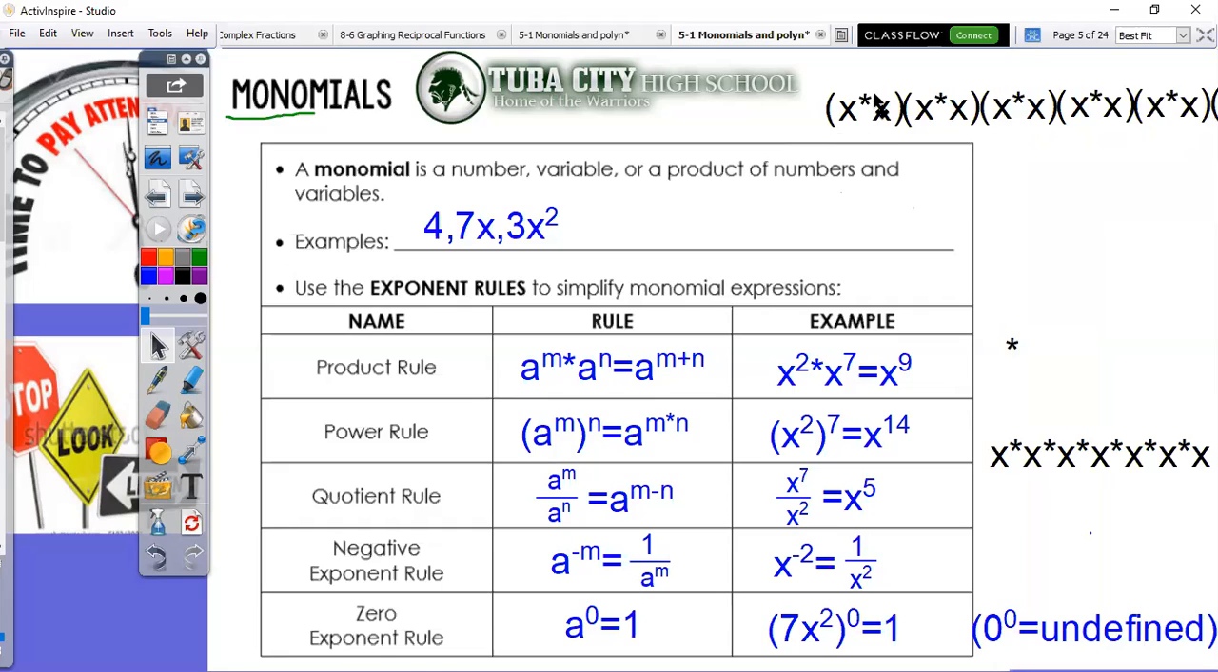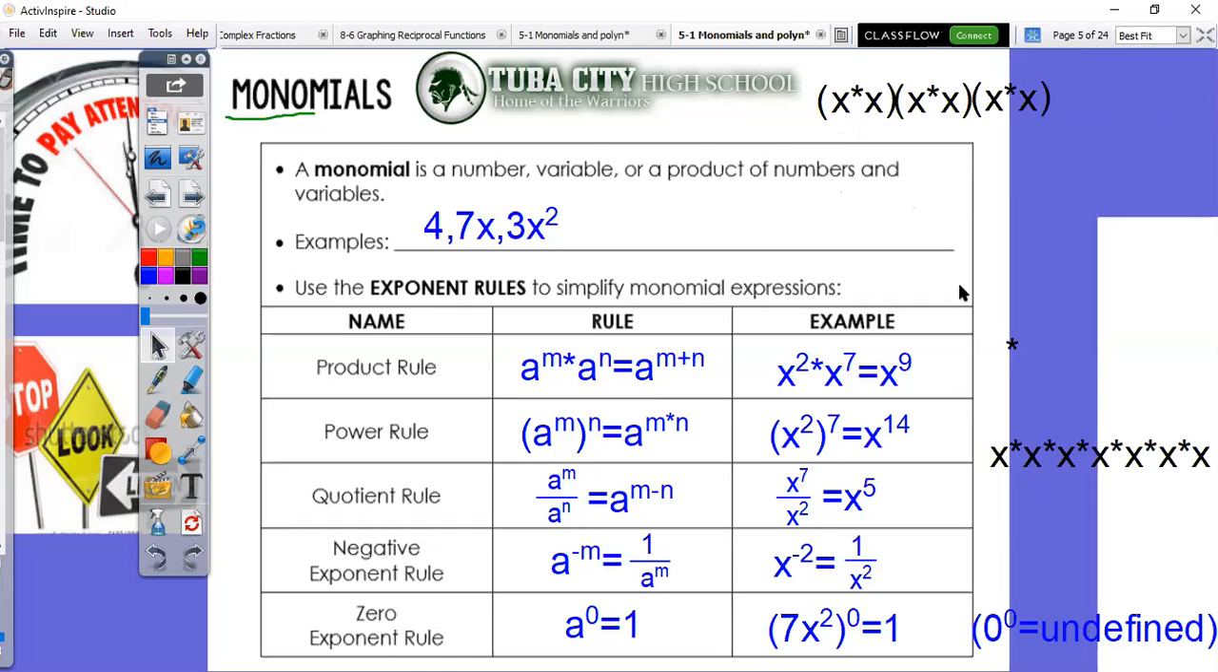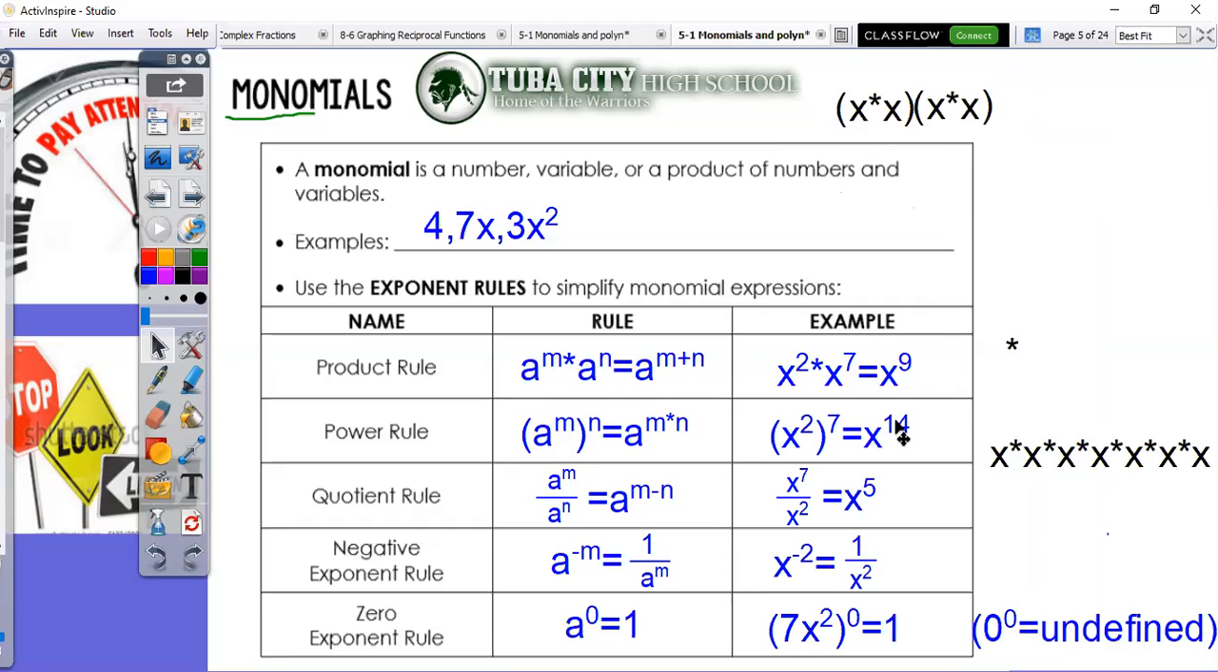So if I have 7 groups, 1 group, 2 groups, 3, 4, 5, 6, 7 groups, then there would be 14 x's. All right, there would be 14 x's. So that's why we have 14 as our result here. Right there, we got 14.